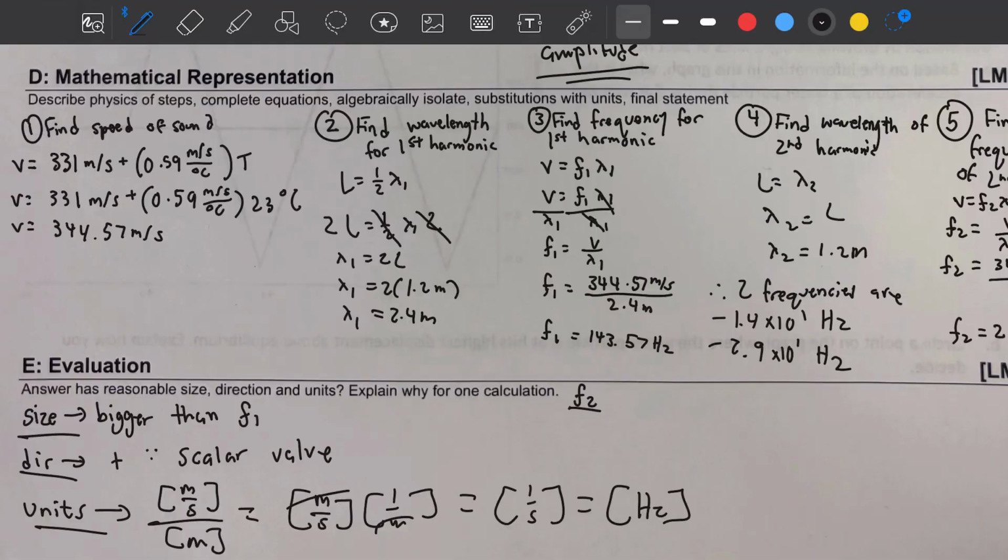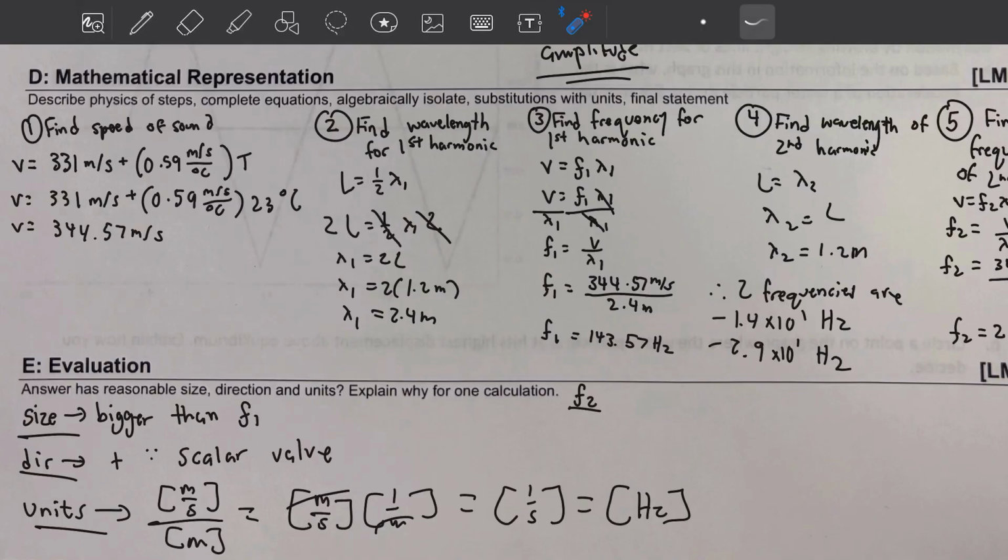We're finally on the evaluation. Within the evaluation, there are three different components, which just help us make sense of a specific answer. In my case, I'm looking at F2, or the second frequency. So, first of all, we need to see if the size makes sense. And it does, because it must be bigger than the first frequency, as we're moving on to the next harmonic.